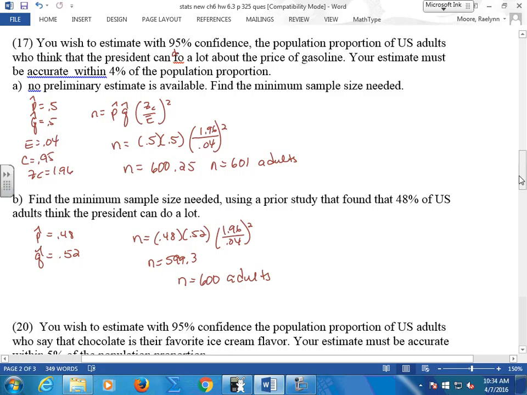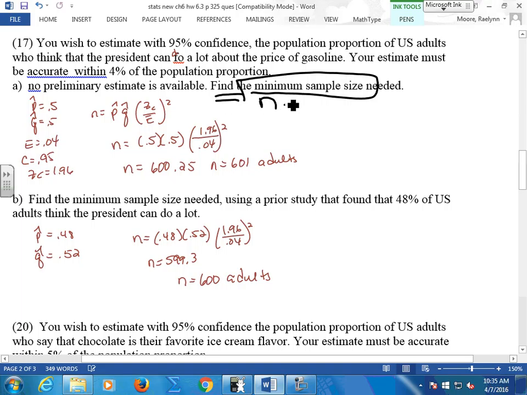Now, you wish to estimate with 95% confidence the population proportion of U.S. adults who think the president can do a lot about the price of gasoline. Your estimate must be within 4%. So you need to find the minimum sample size needed within 4%. When you're finding the minimum, that's N. Within 4%, that's E. However, we didn't flip them to percents, we left them in proportions.